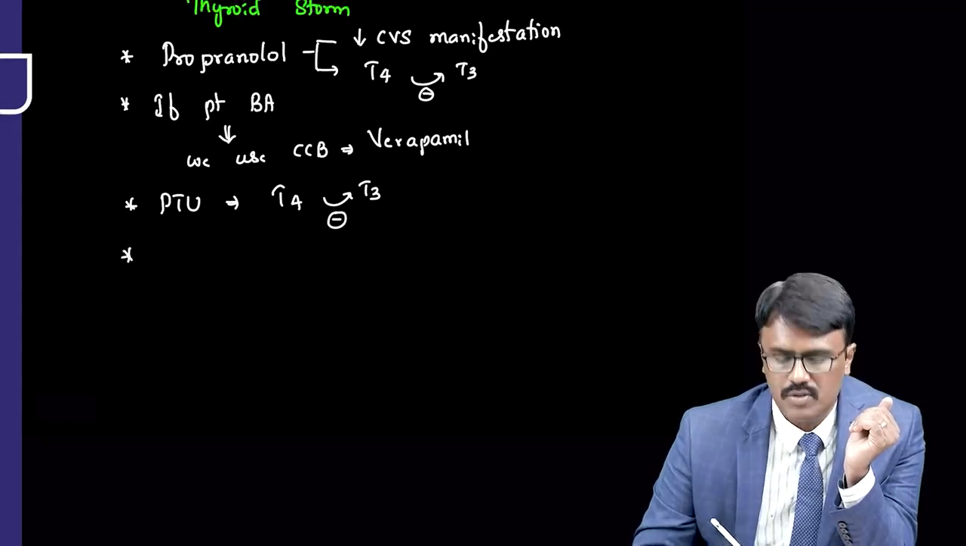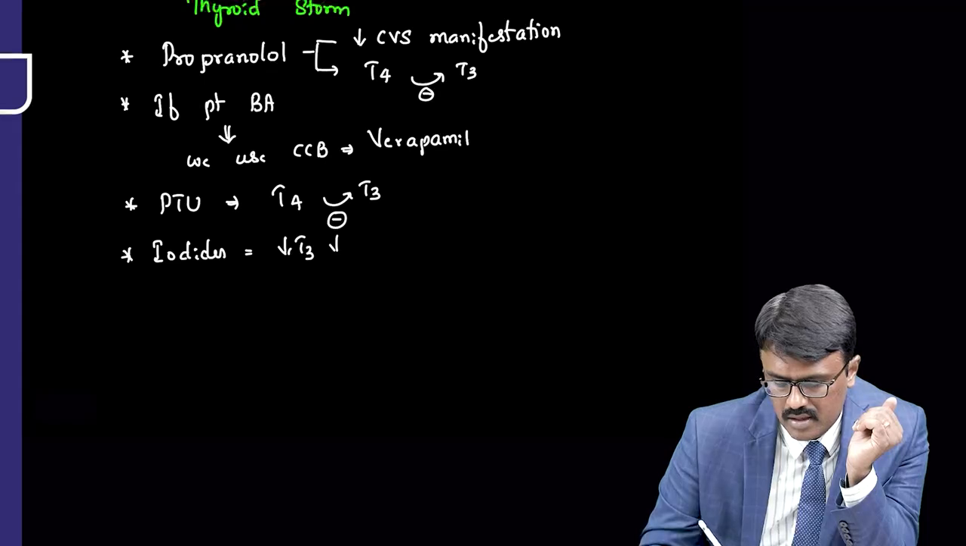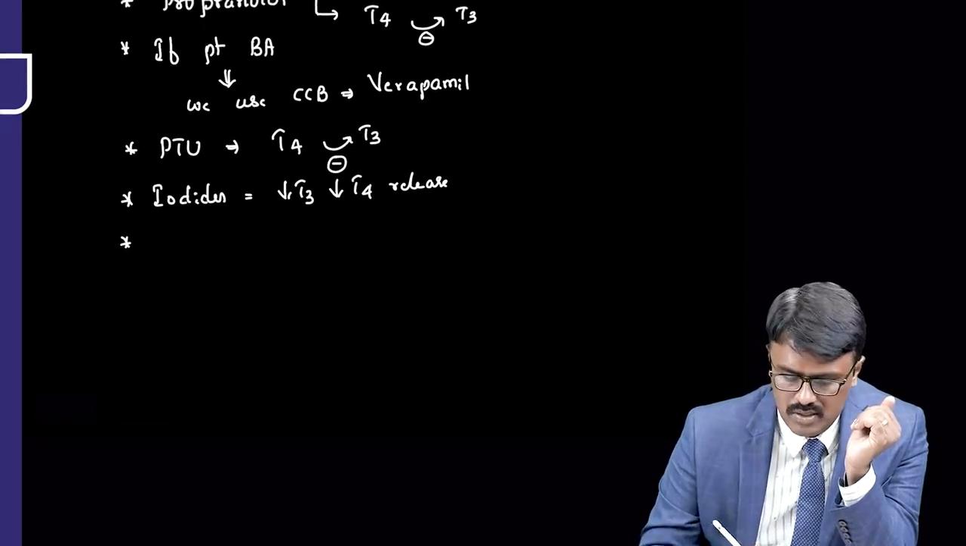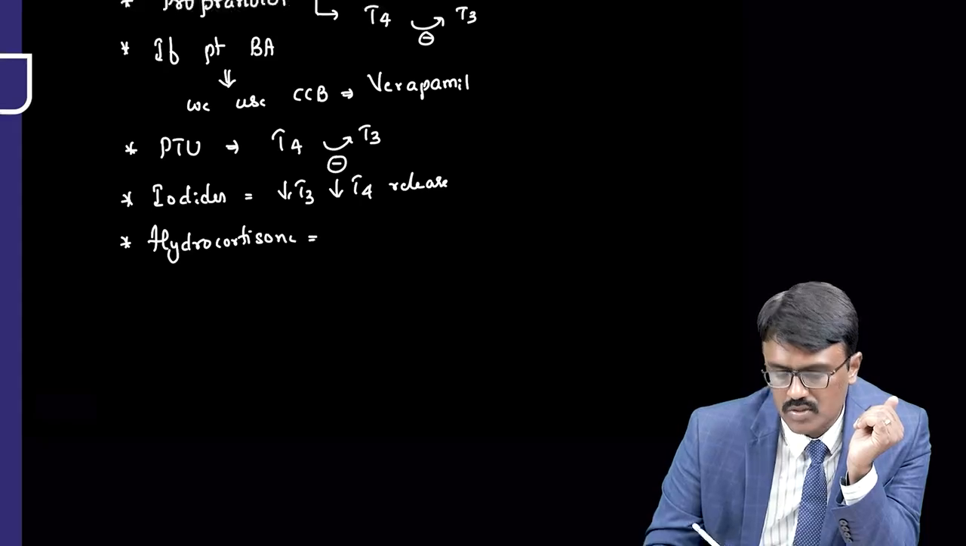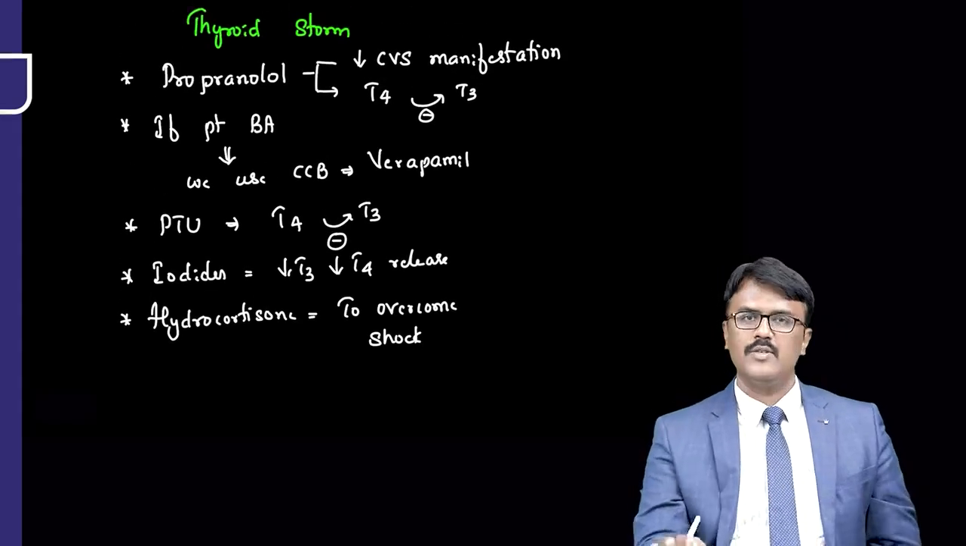Then another group of drugs used in thyroid storm are iodides. The advantage is they decrease the T3 and T4 release. And one more drug that is used is a steroid, hydrocortisone, which is used to overcome shock. So those are the drugs used for thyroid storm.